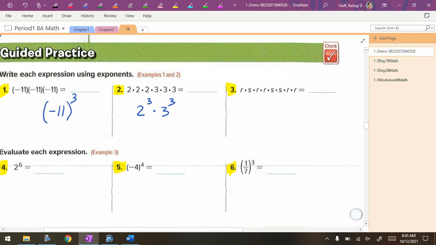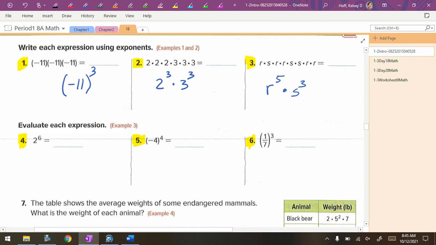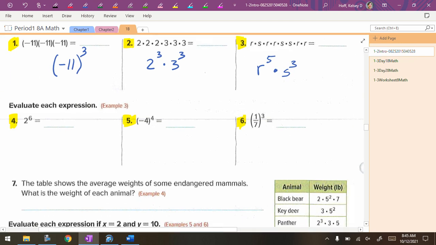Petro, 3. R to the 5th power and S to the 3rd power. Very good. Good job. Number 4, Miss Youngkong, what'd you get for 2 raised to the 6th? 64. Anybody else get 64? Yes, nicely done. Miss Marilyn, number 5, negative 4 to the 4th power.